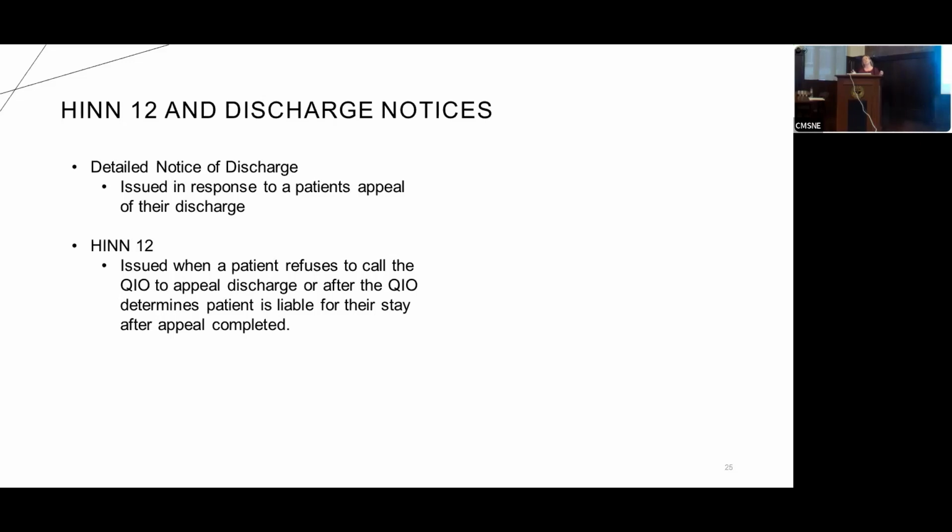And it's just a notice that lets them know why they're ready for discharge, or why we think they're ready for discharge, and why Medicare or their plan is not going to pay for them to stay in the hospital any longer. KEPRO will complete their review independently. I think they have 2 days to turn around their decision. And then if they agree with the hospital's discharge, the patient will always be liable at 12 noon the following day after they make their decision. It's always the case.